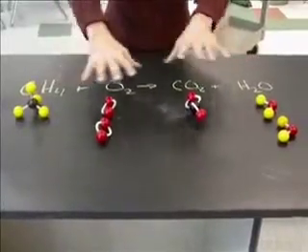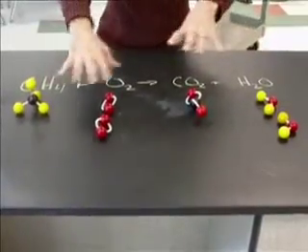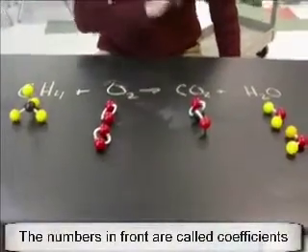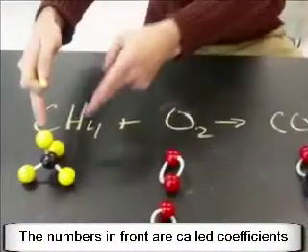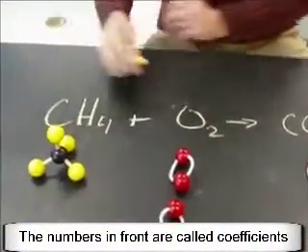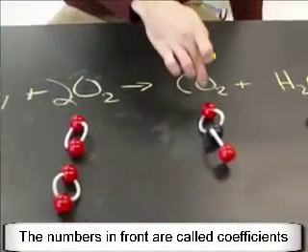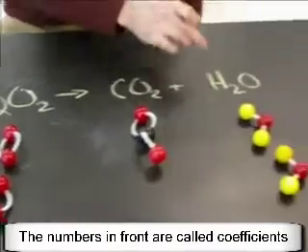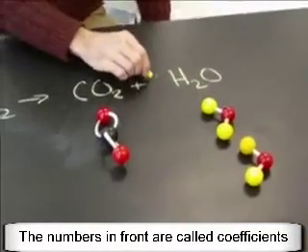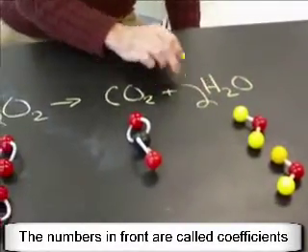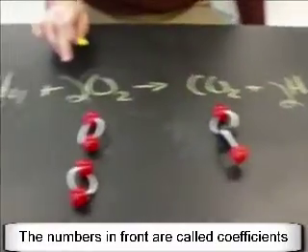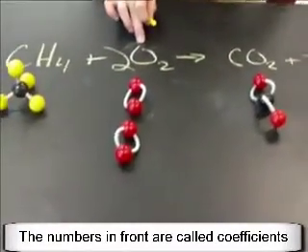So now that we've visually balanced the equation, let's put the numbers in front of our compounds with our chalk. So I have one CH4 molecule here, okay? I have 2 oxygen molecules here. I have 1 carbon dioxide molecule here, and I have 2 water molecules here. So I put a 2 in front of the H2O, and I put a 2 in front of the oxygen.